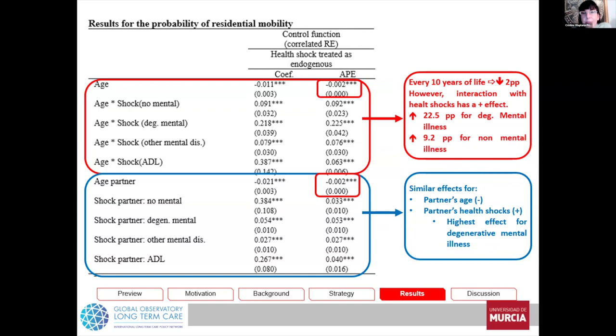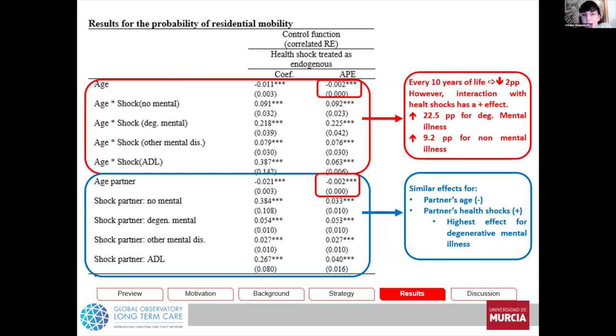For the effect of age, the coefficient I highlighted in red, for both the respondent and the partner, is significant and negative. It indicates that every 10 years of life implies a decrease by 2 percentage points in the probability of changing residence. However, the interaction with health shock has a positive effect: it increases 22 percentage points for degenerative mental illness and 9 percentage points for non-mental illness.